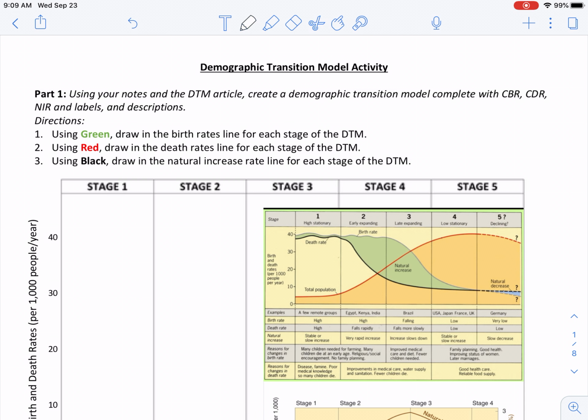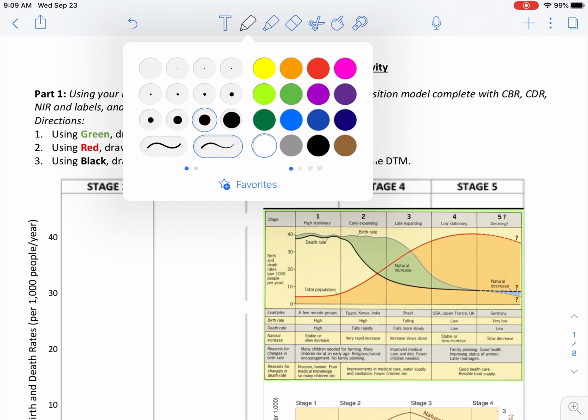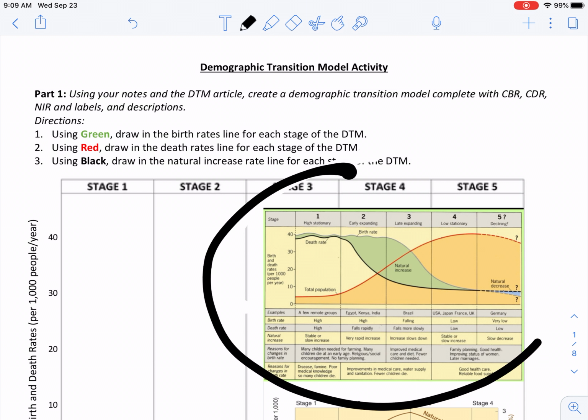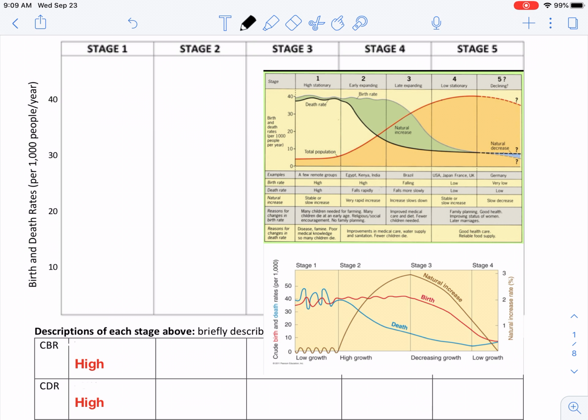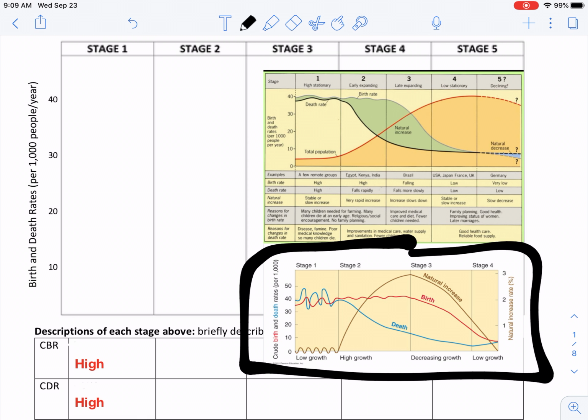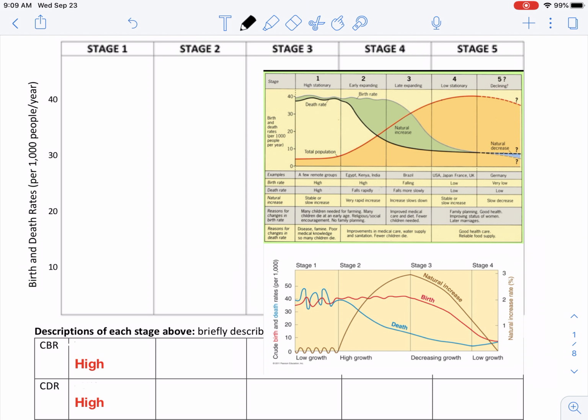So what I'm talking about is this graphic here. I also went into the notes from earlier in the week on population that had the demographic transition model, and I pasted that in as well because this is going to be helpful too. We're going to need both of these images to help us complete the assignment.